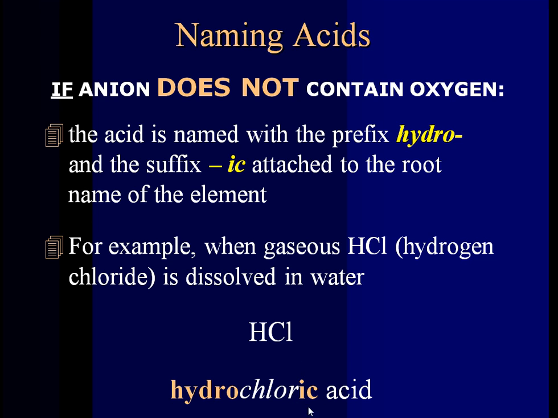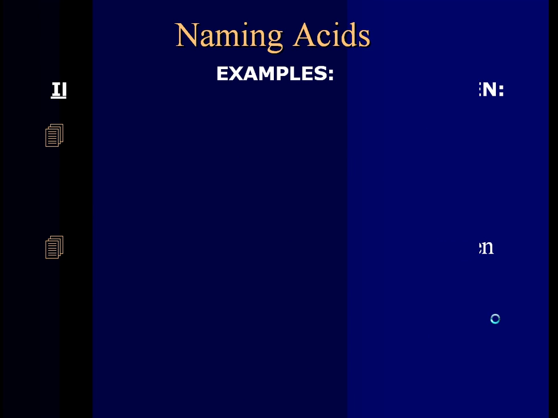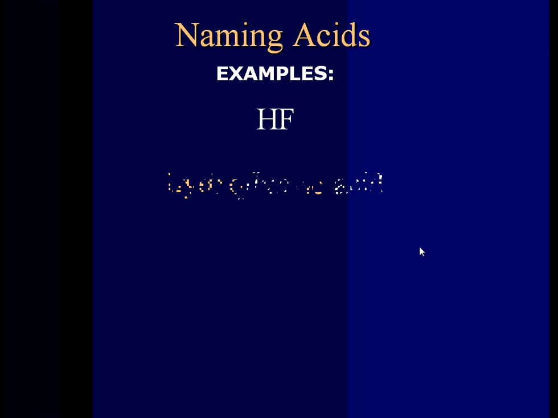The ic ending is the appropriate ending because we have an element. So if you have an INE, a GEN, any one of those things, we're going to put ic at the end. Let's look at some examples. If I have HF, well, F is fluorine. So we're going to drop the ine and put ic, so we'll have fluoric. But since there's no oxygen, we're going to call this hydrofluoric acid.